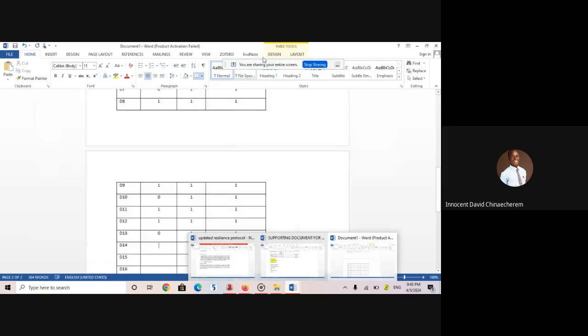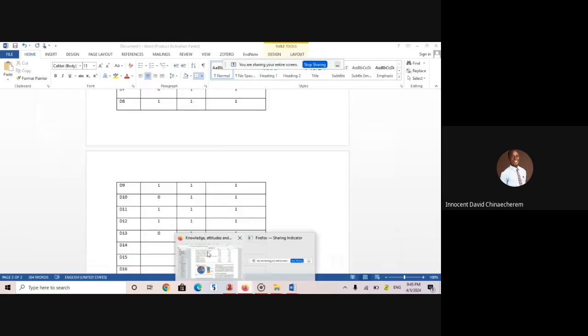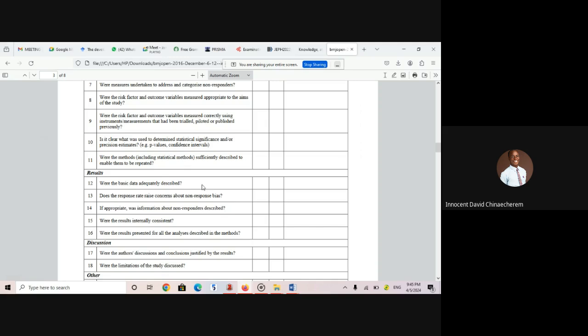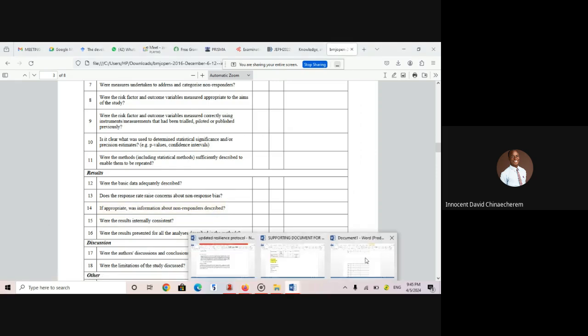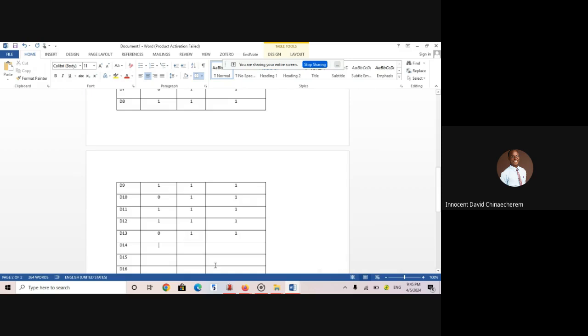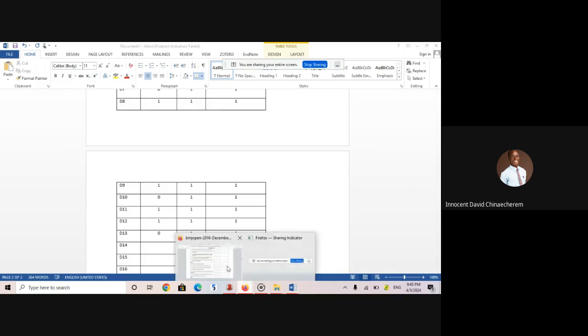Now we go to the 14th tool. I'm taking my time to ensure that we complete this. Now, if appropriate, was information about non-responders described? So no, it was basically not described, but we check it out.